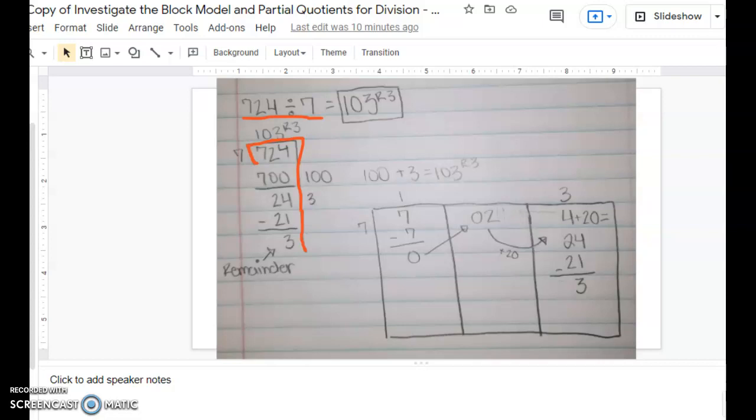So 7 goes into 700 100 times. So 7 times 100 is 700. Subtracting that from 724 leaves us with 24. And 7 goes into 24 3 times, which is a product of 21. So if we take 21 away from 24, we are left with a remainder of 3. Taking our 2 numbers here, adding those together to get our final answer, which is 103, remainder 3.